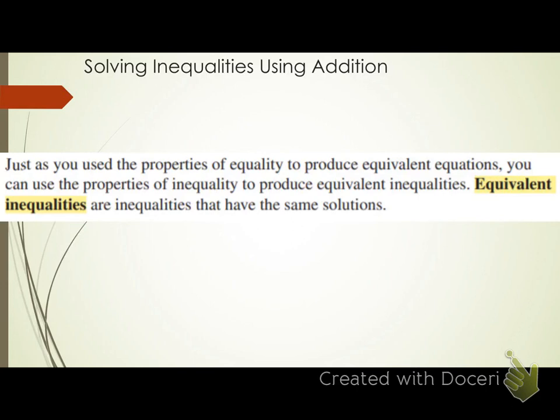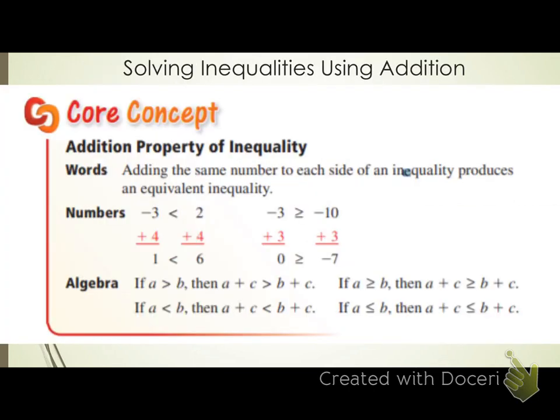Just as you use the properties of equality to produce equivalent equations, you can use the properties of inequality to produce equivalent inequalities. Equivalent inequalities are inequalities that have the same solutions. We're still using the same properties, using inverse operations to move stuff around from one side of the inequality to the other. So it's pretty much just like solving equations.